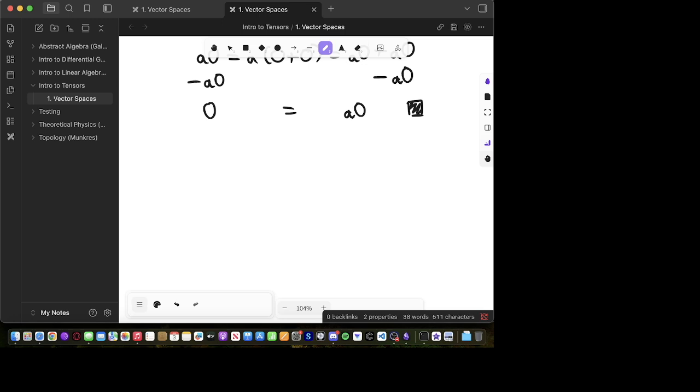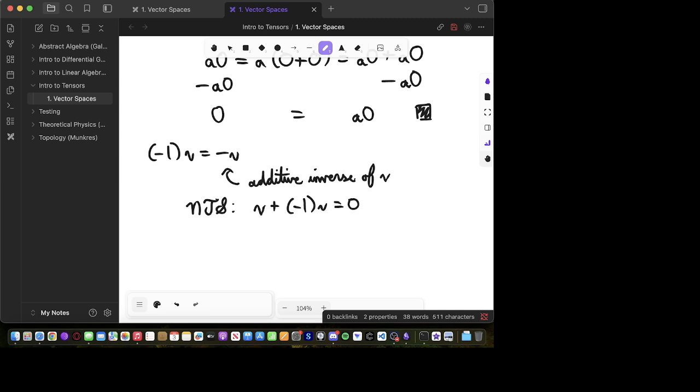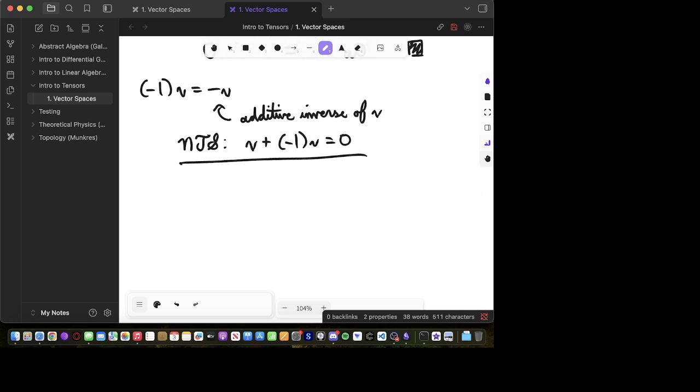Finally, the last theorem I'll be covering for now is that negative 1 times v is the additive inverse of v. So this is the additive inverse of v. So we want to prove that v plus negative 1 times v equals 0. So here's how we do that.